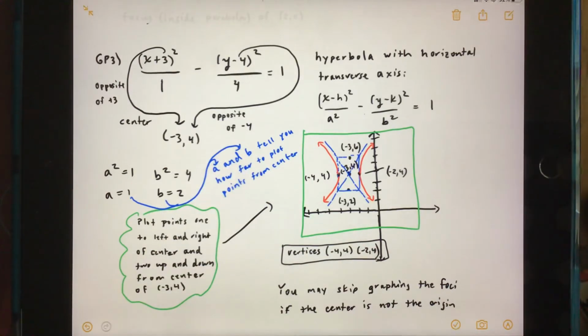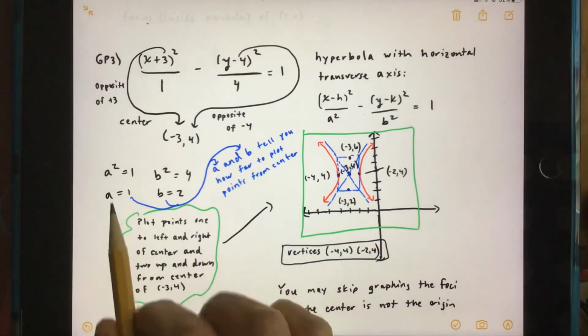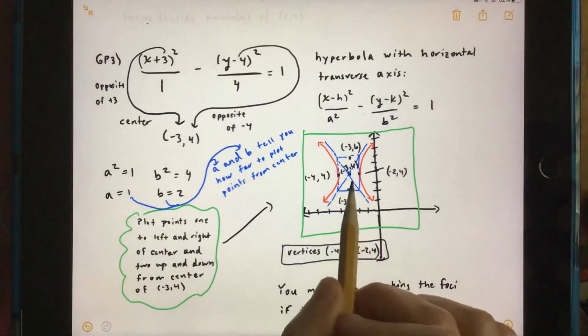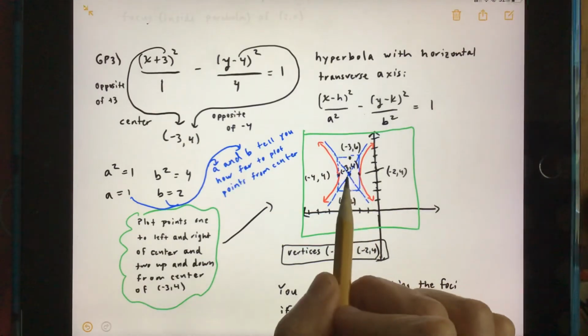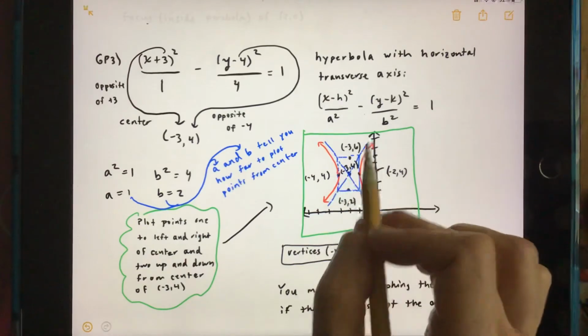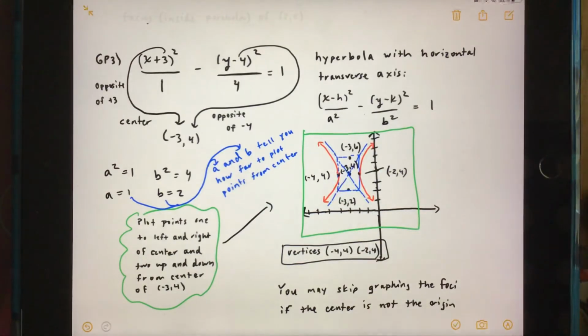And now we're ready to plot points based on these a and b numbers. We're going to plot points 1 to the left, from our a is 1, and right of the center, and 2, that comes from our b, 2 up and down from the center of -3, 4. So we go to the left one and to the right one, up 2 and down 2 from that center point, and then we're able to draw that rectangle and the asymptotes through that rectangle, and we're able at that point to know where the branches of our hyperbola are.